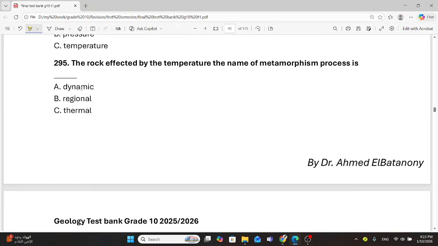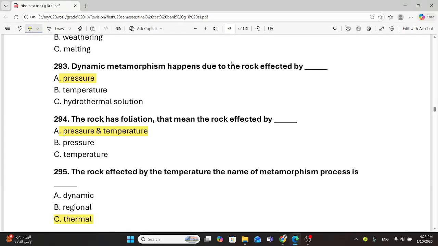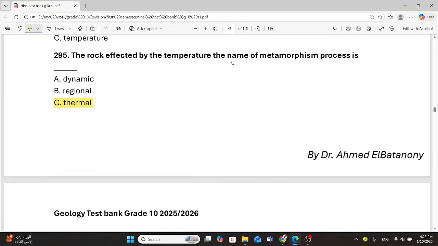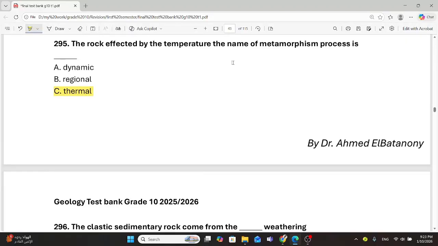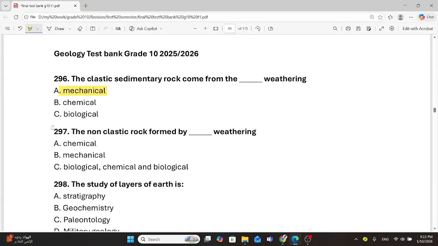The metamorphism affected by temperature is called thermal, while dynamic is affected by pressure. Temperature, so the name of the process is thermal. Okay. Clastic sedimentary rock comes from mechanical, chemical, or biological weathering? Mechanical weathering. Non-clastic rock is formed by chemical, mechanical, or biological? Chemical and biological weathering.